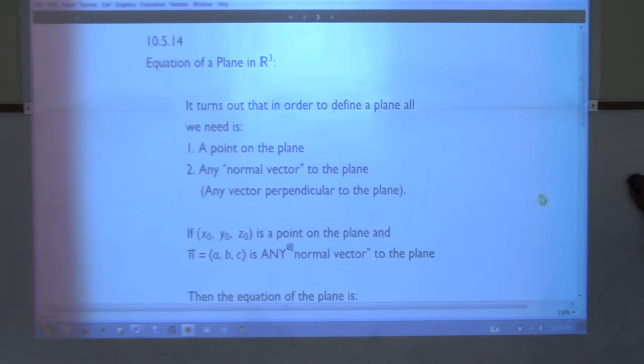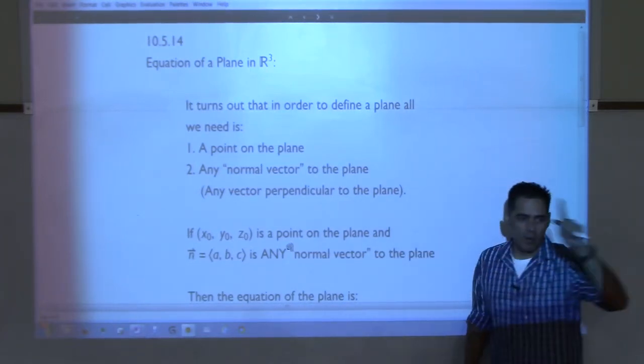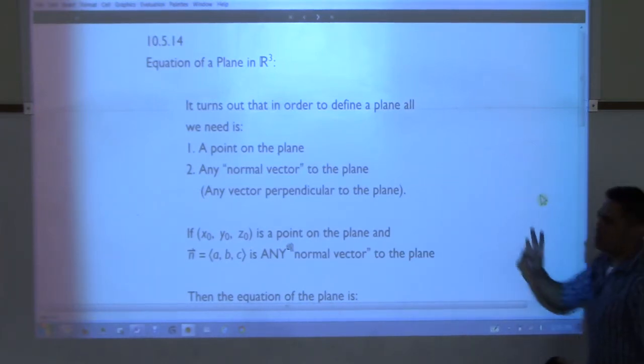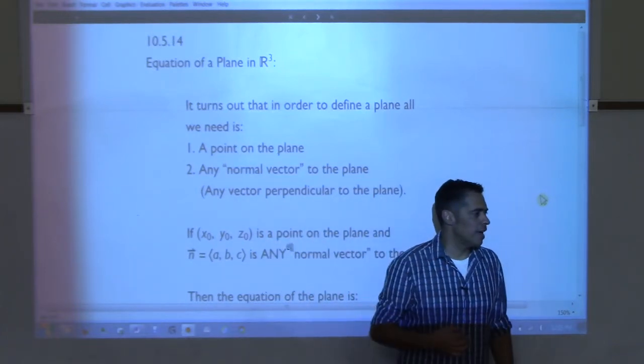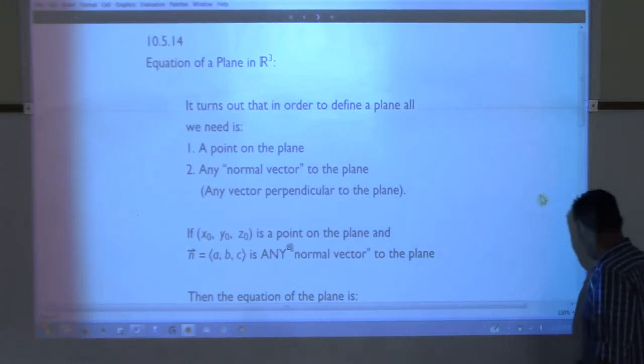All right, so it turns out that in order to define a plane, we already said you need 3 points, right? That's fine. But you can have less information than that. All you need is 2 things: a point on the plane and the normal vector. Any normal vector.